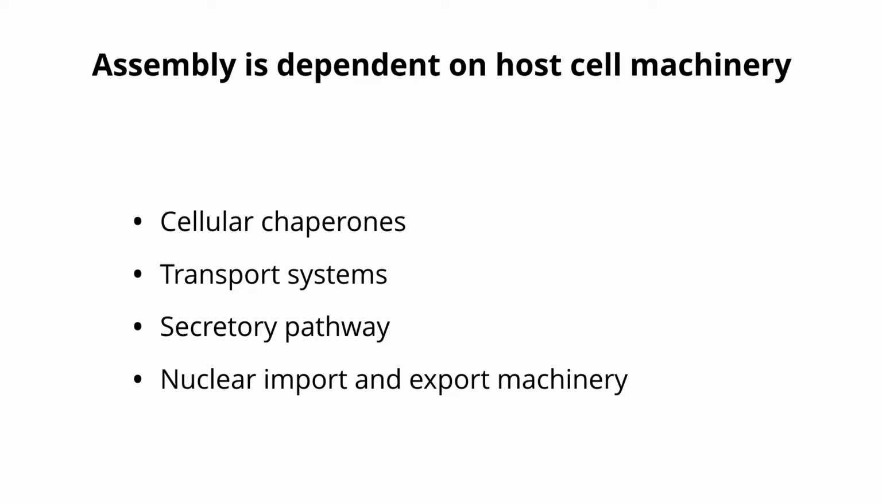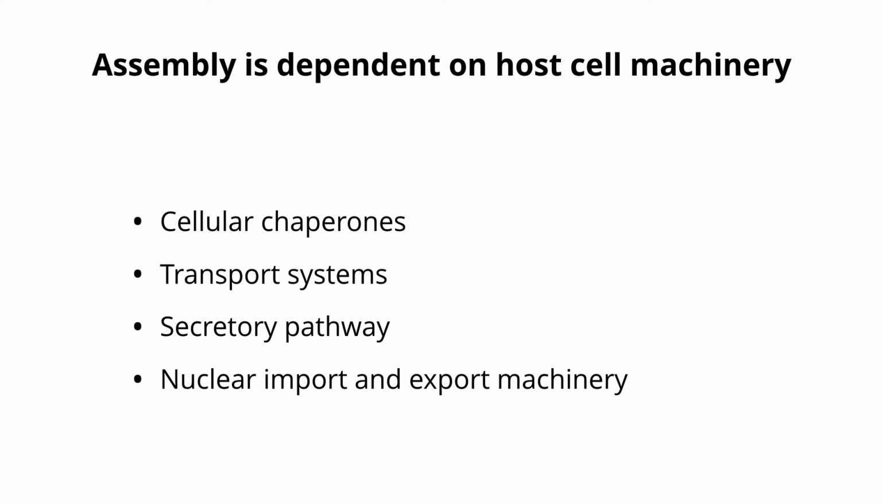Just like every other step of virus replication, assembly is dependent on the host cell machinery in many, many ways. It's not just a matter of making a protein and it assembles spontaneously into a virus particle, although that in some cases can happen. And when we talk about vaccines, we'll talk about vaccines which you can make by producing a single viral protein and it spontaneously assembles into a capsid. But that's one of the exceptions.